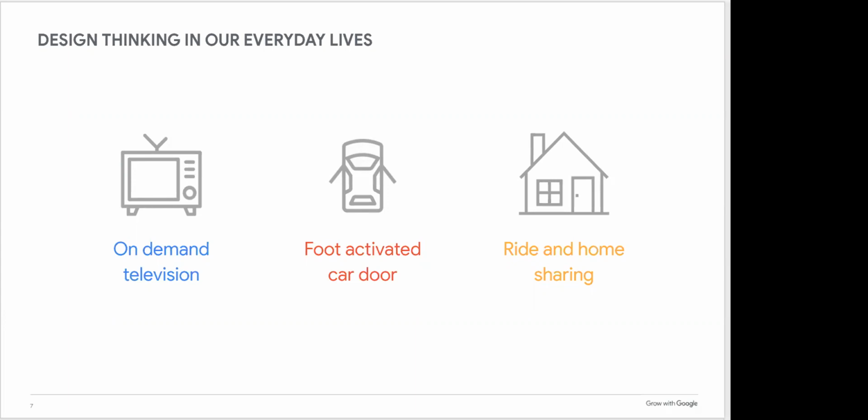Another example is if you don't have an extra hand, now some cars have the foot activation car door, so you can open your car door without your hands. And then another example is ride and home sharing. If you wanted a bigger place rather than a hotel room, then you can rent someone's house. If you didn't want to pay for an expensive taxi that usually only is around the airport, you can call Lyft, call an Uber, and then have it show up wherever you need to go.